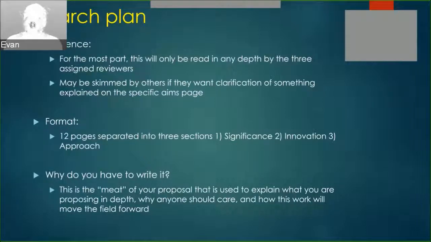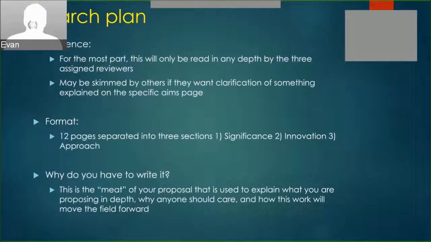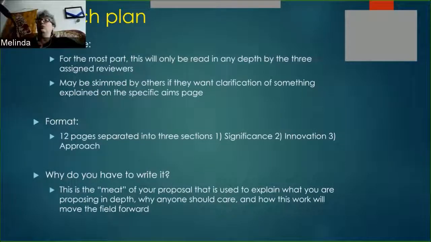I was going to jump in and say, as far as the preliminary data question goes, there's a section of the grant that is specifically for preliminary data. No, there is not, not in an NIH grant. That section was removed. The preliminary data gets woven through the research plan. There is not a preliminary data section in an NIH grant under the current rules.